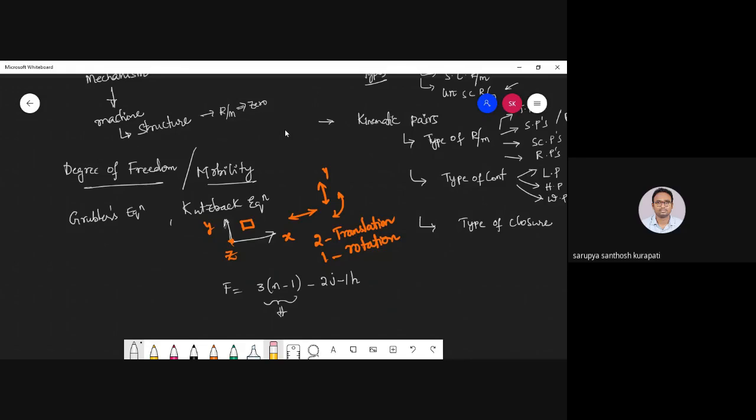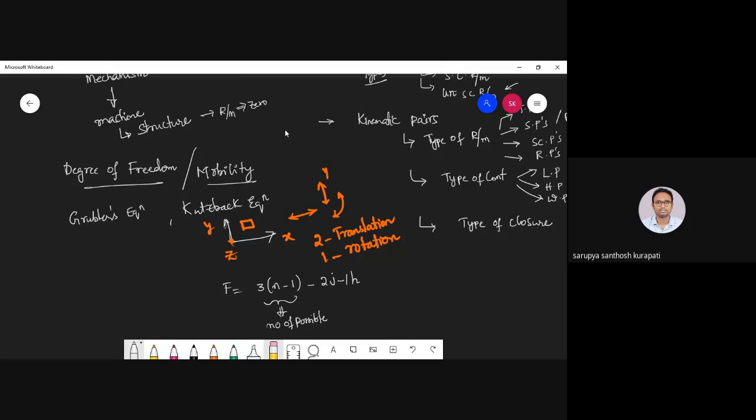These are the number of lower possible degrees of freedom for a body in a mechanism. So n is nothing but the number of links. For each link, how many degrees of freedom will be there in planar motion? 3. And N number of links are there in a mechanism. So 3 into n is the possible number of degrees of freedom you are going to get.